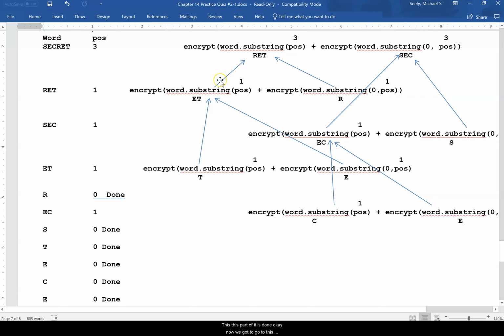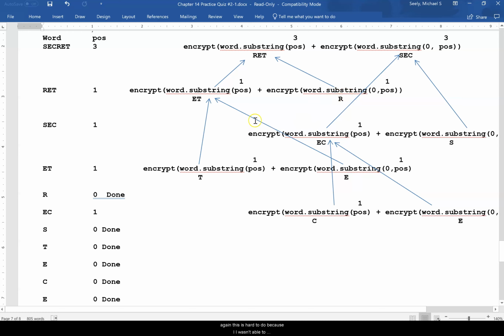This part of it is done. Okay, now we got to go to this side, which is 0 to 1 in this one right here. So 0 to 1 is R. If you were to pass that down, R into the word is just 1. 1 divided by 2 is 0.5. So that would give us 0, and 0 is not greater than or equal to 1. So we got T-E-R.